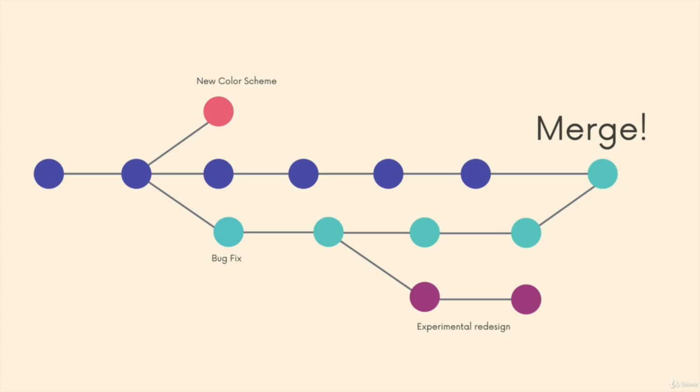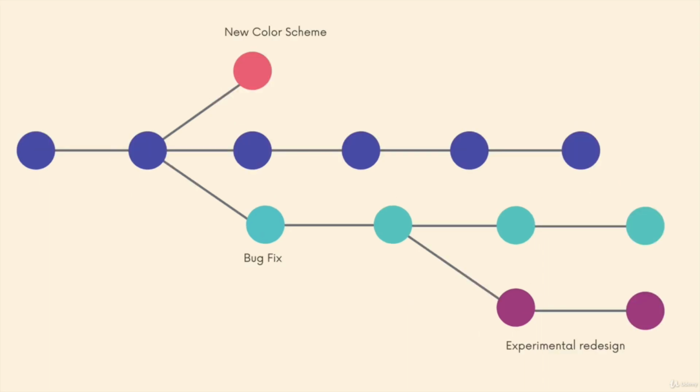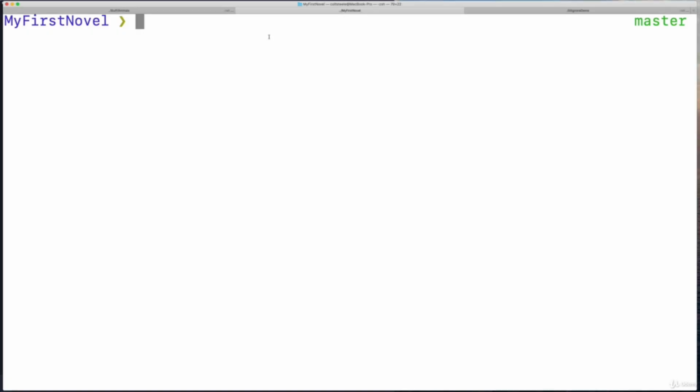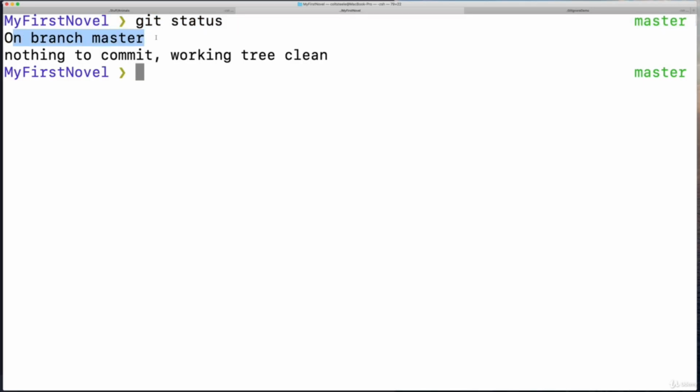In this video, I just wanted to introduce this idea of branching, of having separate contexts. So even though we haven't really used the term branch, we haven't made branches or referenced them in any way, in Git, you are always working on a branch. And we've seen evidence of this. You've hopefully seen this before, on branch master, nothing to commit. Or it may not say nothing to commit, but on branch master something. So in any repository, here's my first novel. If I type git status, here we are, on branch master.